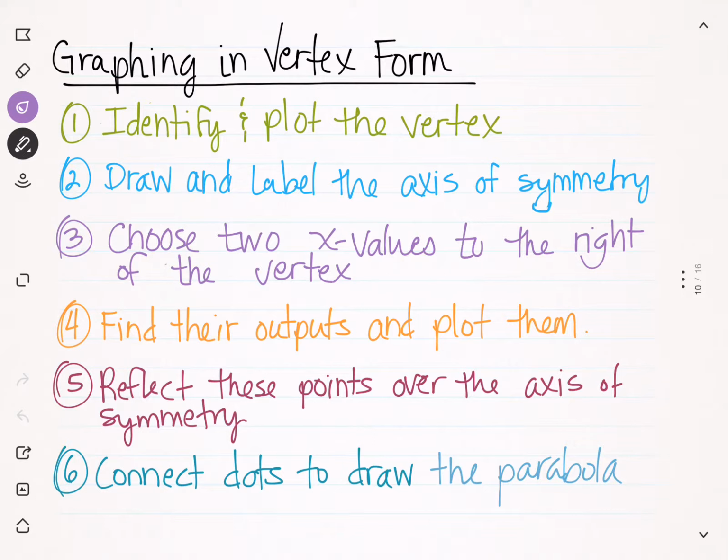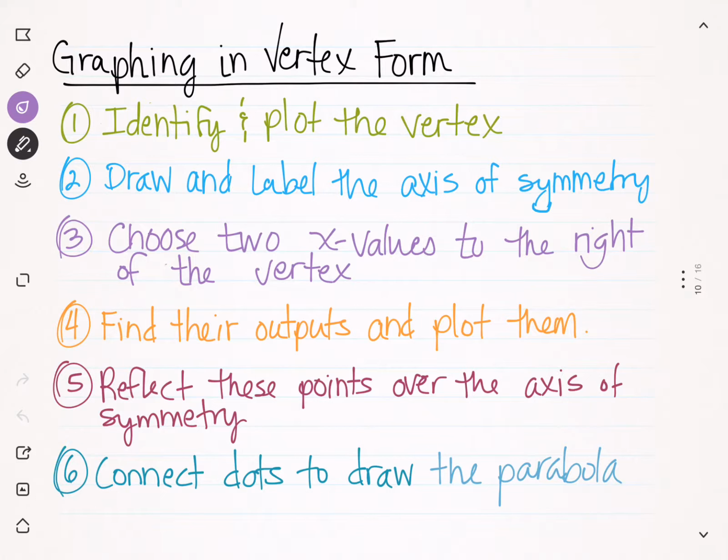The first thing you want to do is identify and plot the vertex. Then you're going to draw and label the axis of symmetry. Label it with the equation x equals the h value. Choose 2 values to the right of the vertex, and use those 2 values to plug into your equation to find their outputs, and then plot those points. Then you're going to reflect those points over the axis of symmetry, and you're going to have a total of 5 points, and you're going to connect the dots to draw the parabola.